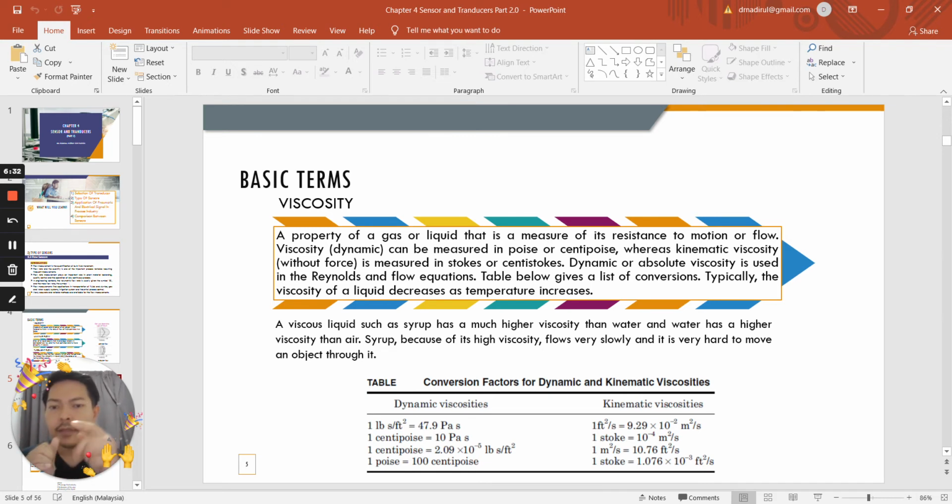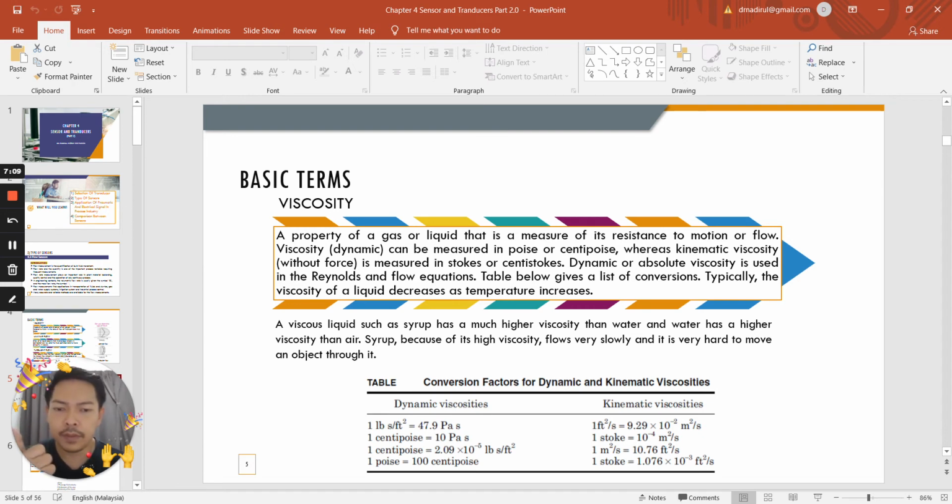than air. Syrup, because of its high viscosity, flows very slowly, and it's very hard to move an object through it. So just imagine syrup in a pipe, and you try to move an object through the syrup in the pipe. Due to its viscosity, you will find resistance to the motion of the object from this point to this point because of the viscosity of the syrup itself. This table shows you the conversion factors for dynamic and kinematic viscosity.